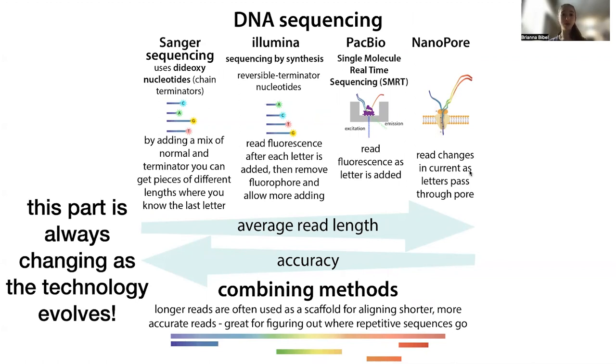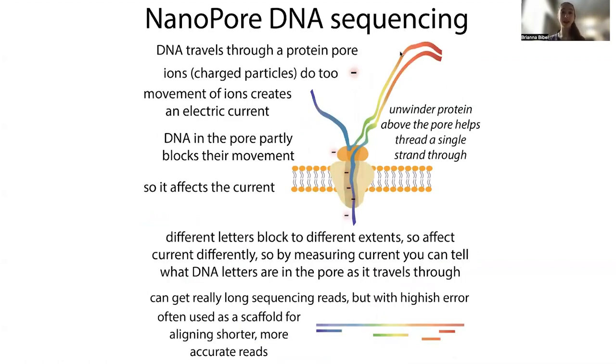This is like Oxford Nanopore, which reads the changes in the current as letters pass through a pore. We don't actually have any modifications here. There are no labels or anything like this. It's just taking advantage of the natural chemistry of DNA. How it works is that the DNA travels through a protein pore, and so do ions, or charged particles. The movement of ions is what we call an electric current.